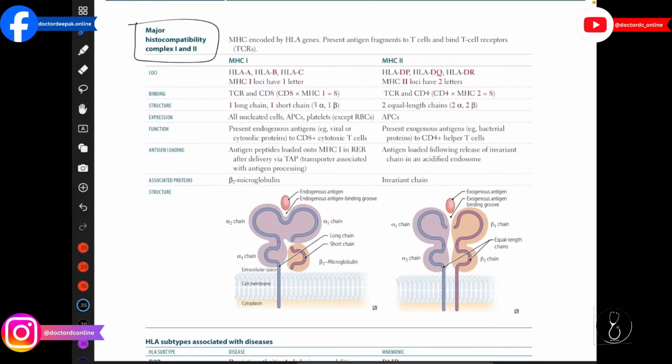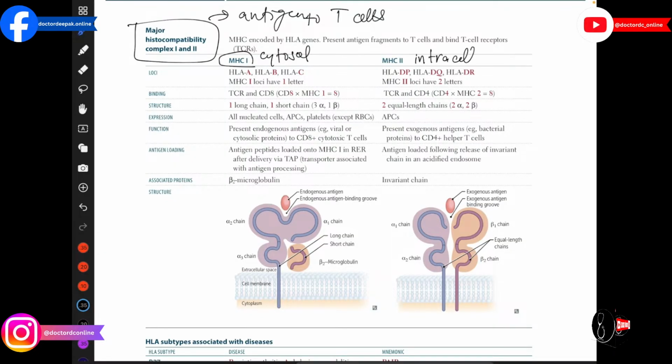Major histocompatibility complex 1 and 2 refer to the molecules that present antigens to T cells. There are two types, MHC class 1 and MHC class 2. MHC class 1 collects peptides from the cytosol, which are endogenous, and MHC class 2 collects peptides from intracellular vesicles, which are exogenous.